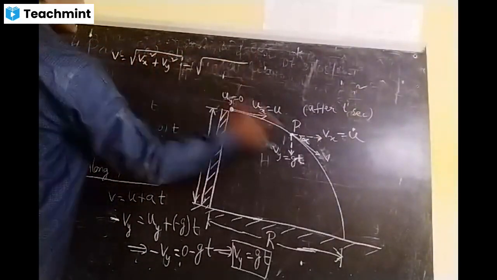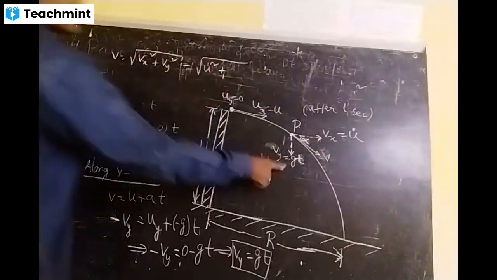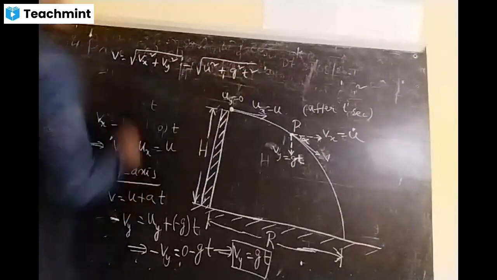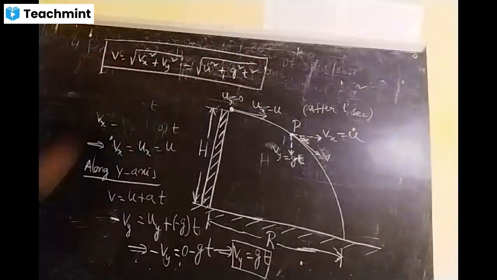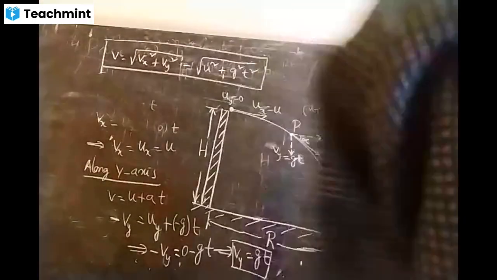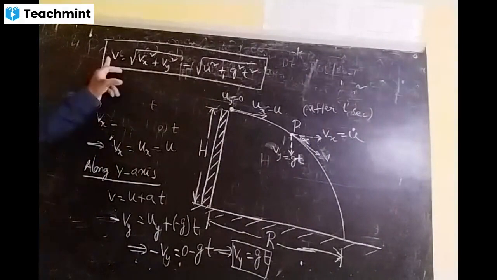Vx is nothing but u. So let me write u square plus Vy square. Vy value is how much? gt. So I can write g square t square. So this is the formula for resultant velocity after time t seconds at point P. At point P, the resultant velocity V is equal to square root of u square plus g square t square. Right.